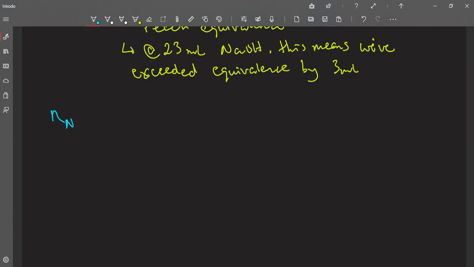Okay, so moles of NaOH is C times V. We know that we have a 0.3 molar concentration of base given to us in the question. We also know that we've gone over by 3 mL.